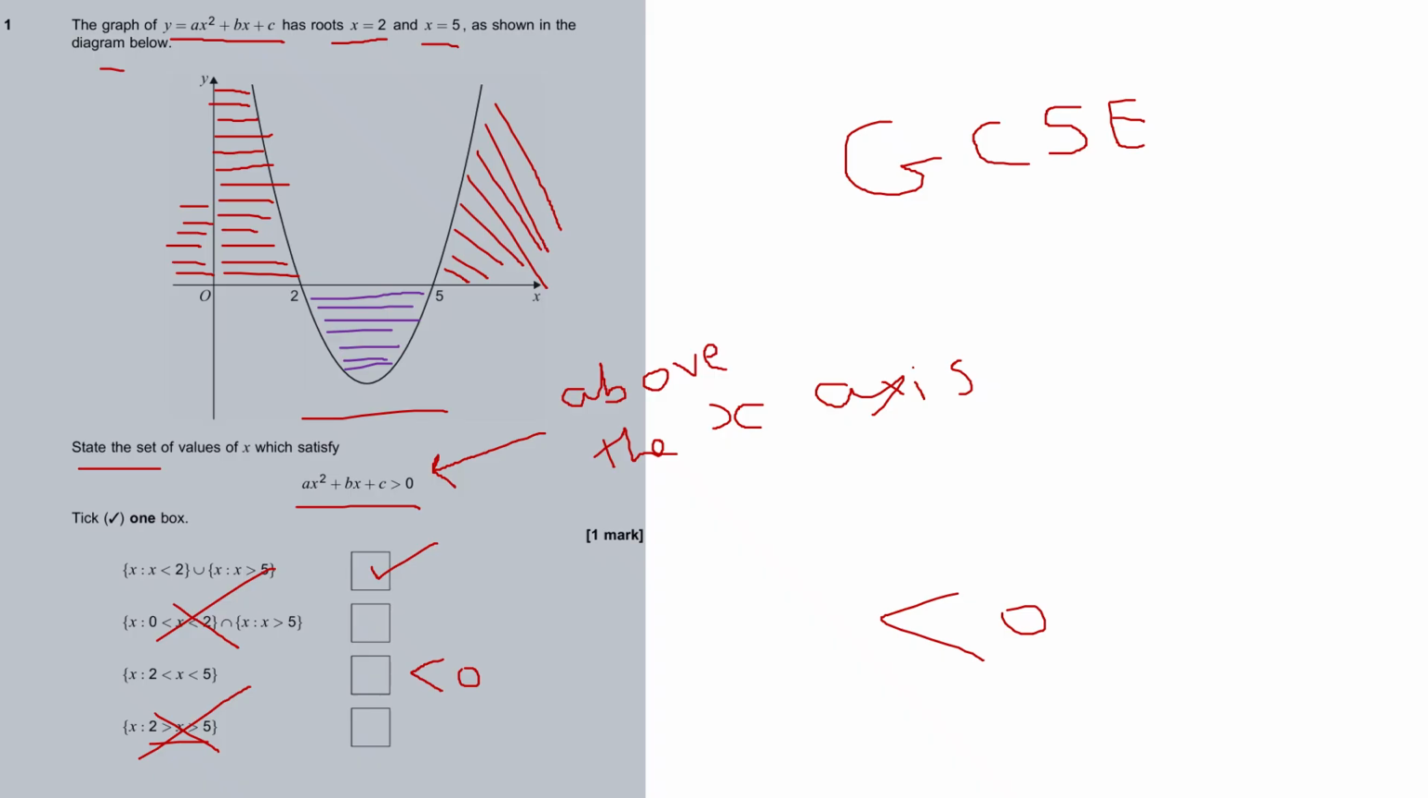When is it above the x-axis? When it's bigger than 0. If it's less than 0, when is it below the x-axis, or beneath the x-axis. I hope that makes sense.